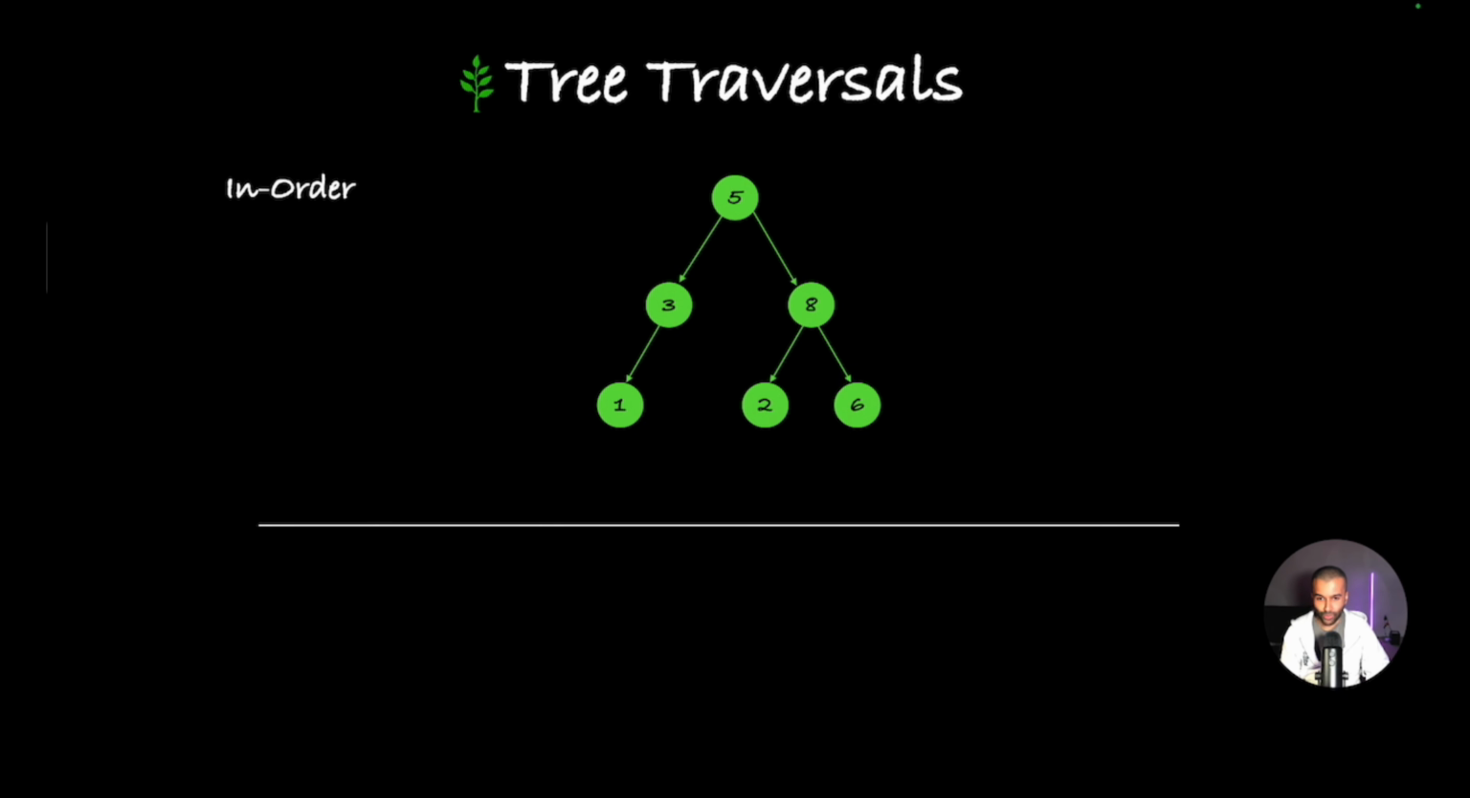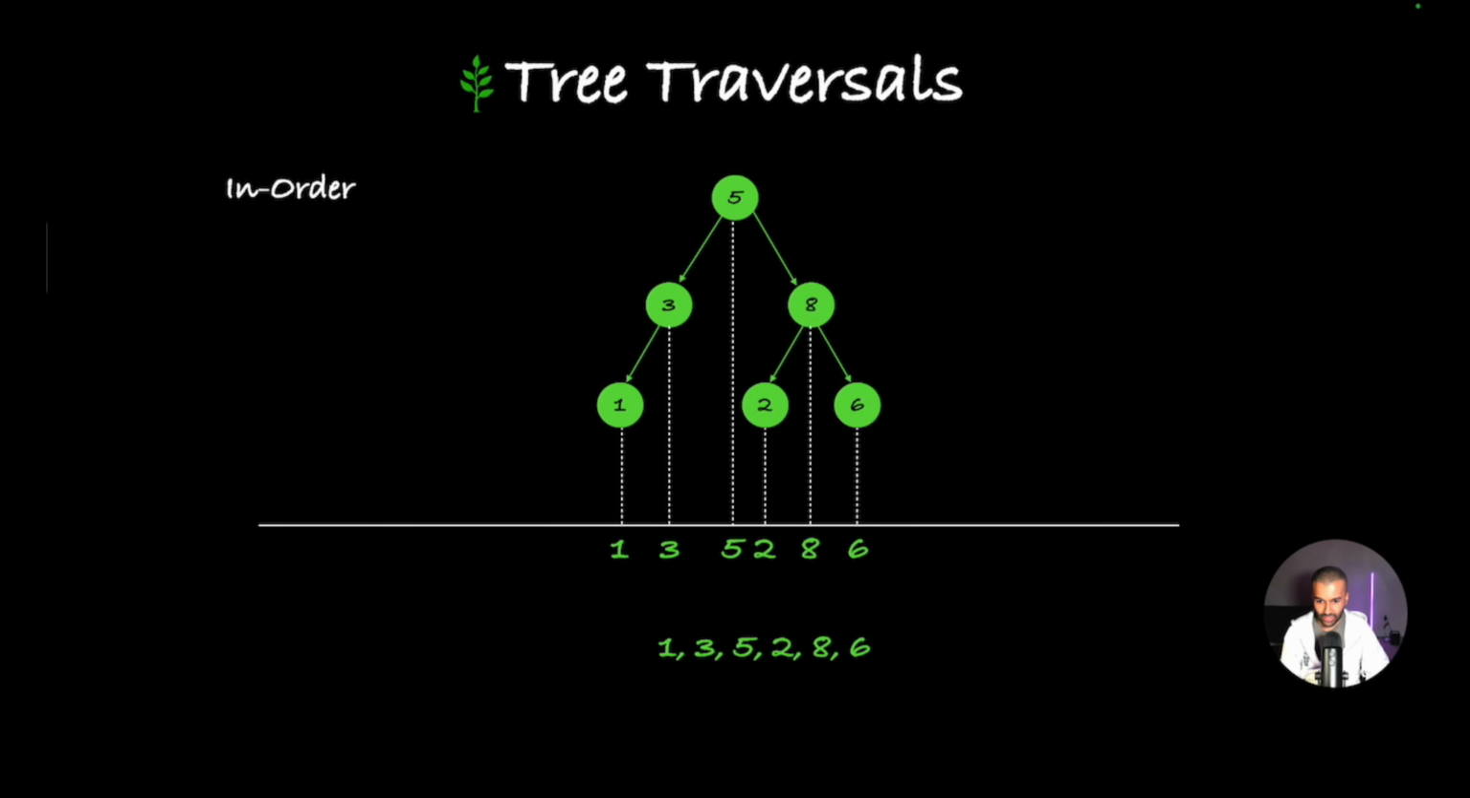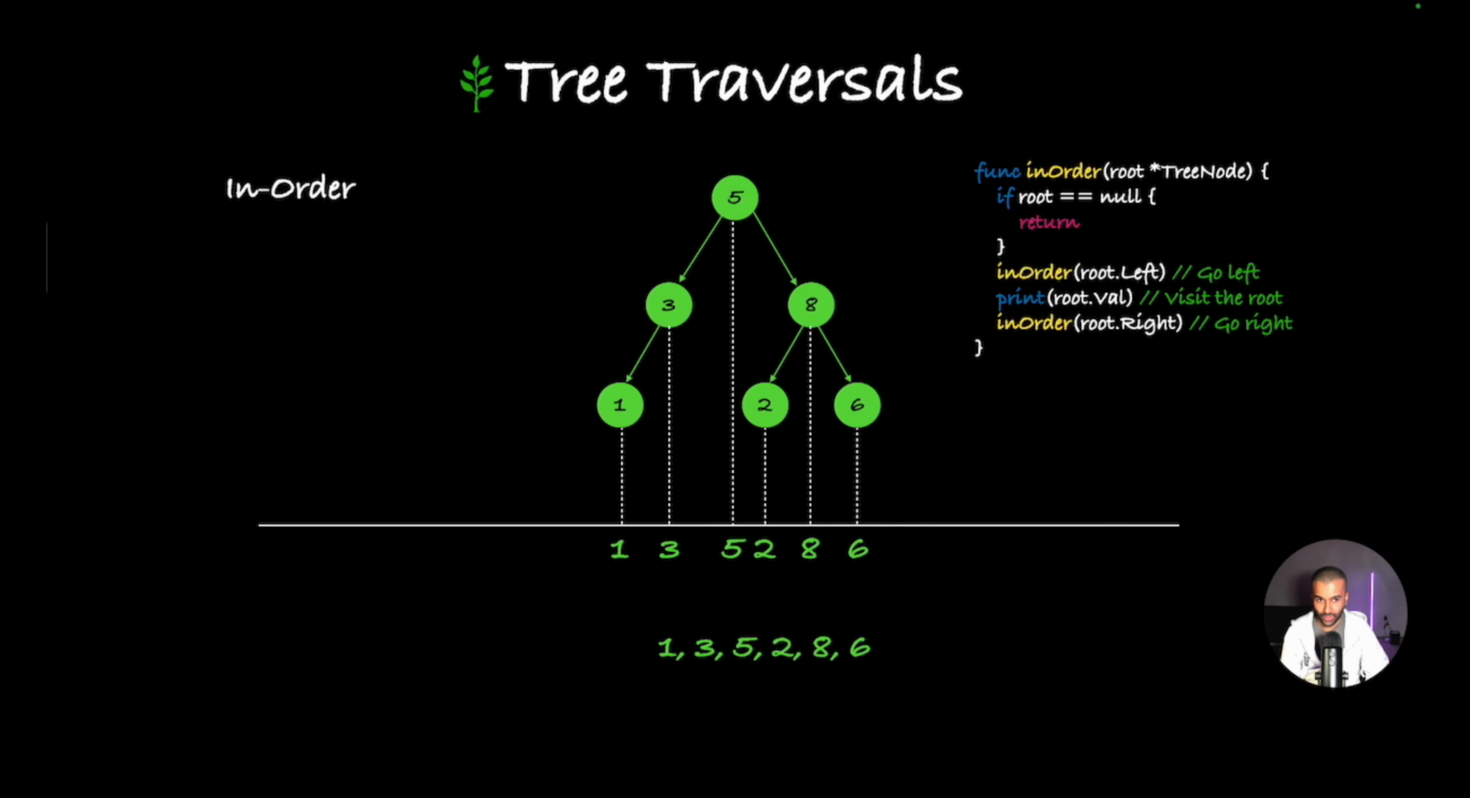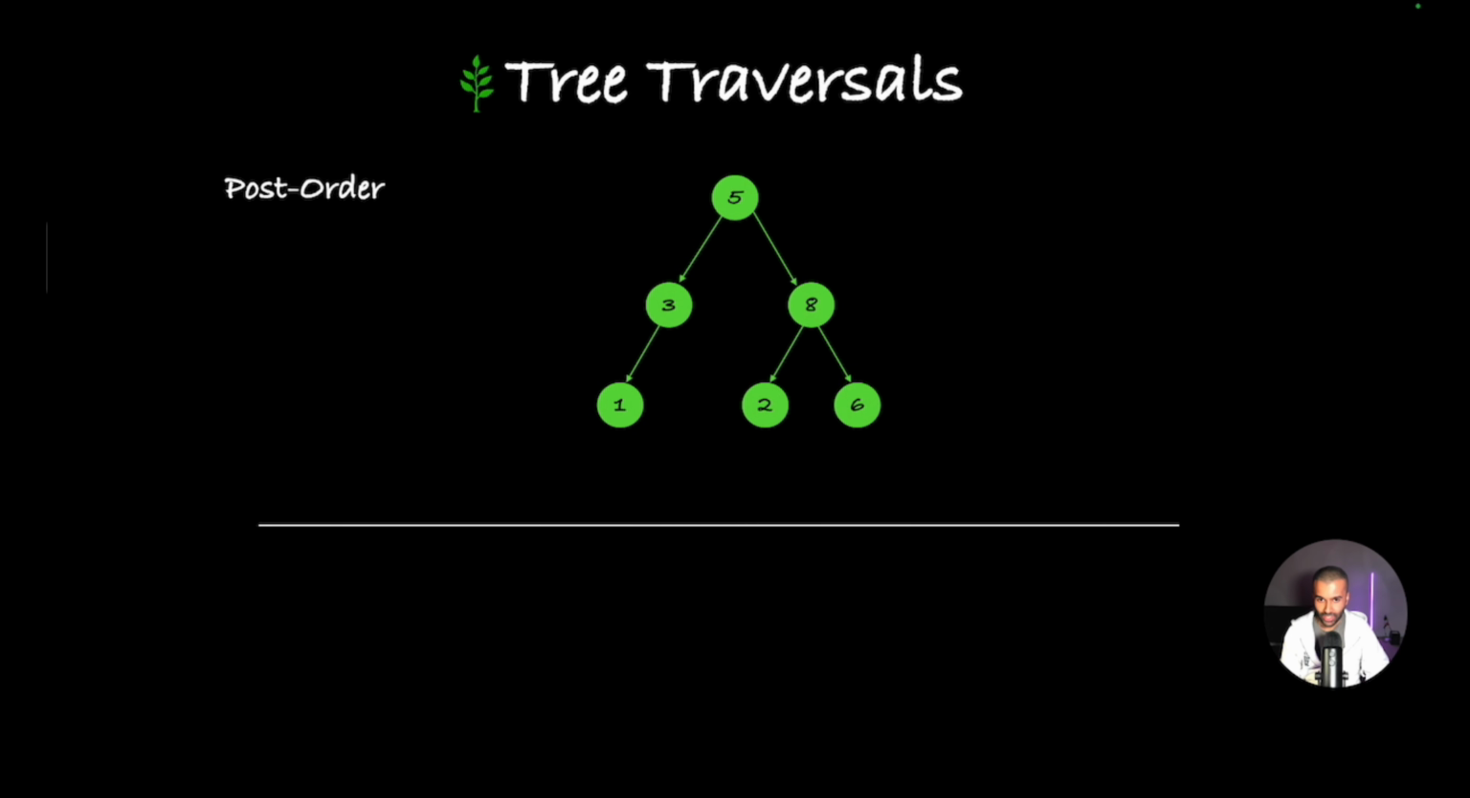This is in order, and for in order, we're going to do the same dotted line approach, but in this case, left is going to come first, and then comes the root, and then comes right. And in this case, we've got 1, 3, 5, 2, 8, 6. And the code for this looks very similar to pre-order, but the printing of the root value comes in between recursive function calls.